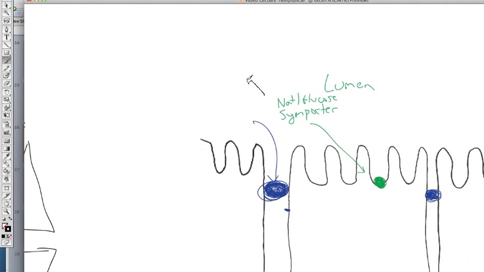Let's go up here and write some facts about this. Coupled transport is also a form of active transport. Okay, this immediately tells you that you're going to be moving something against a concentration gradient. Symporter means both molecules move in the same direction. Okay, same direction. The opposite to that is an antiporter, where molecules move in opposite directions.